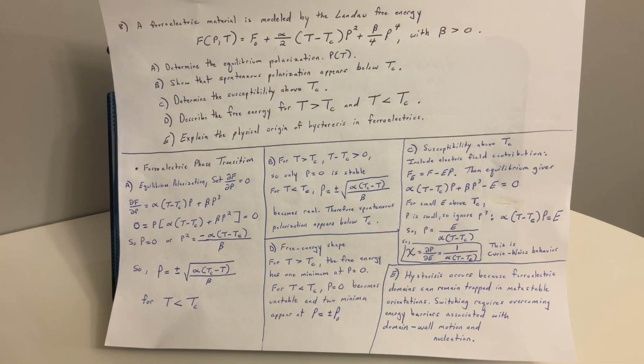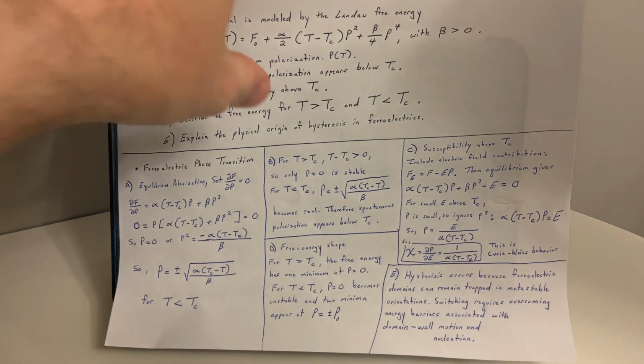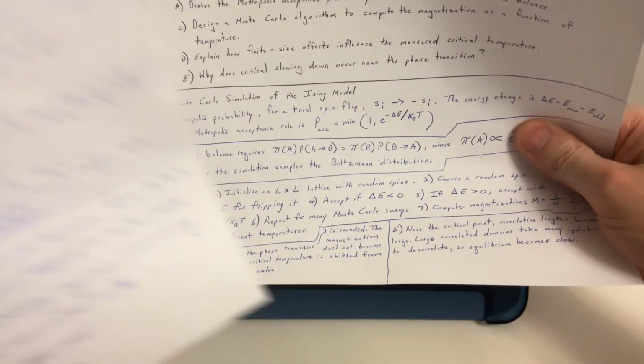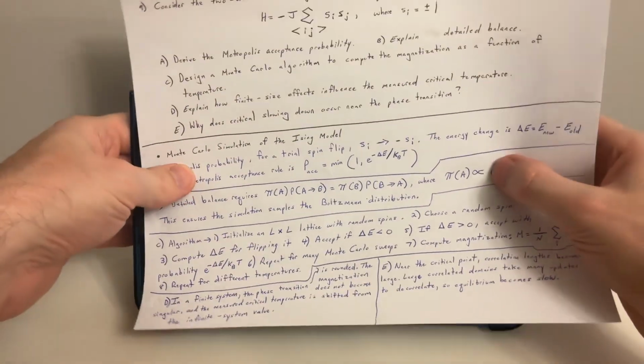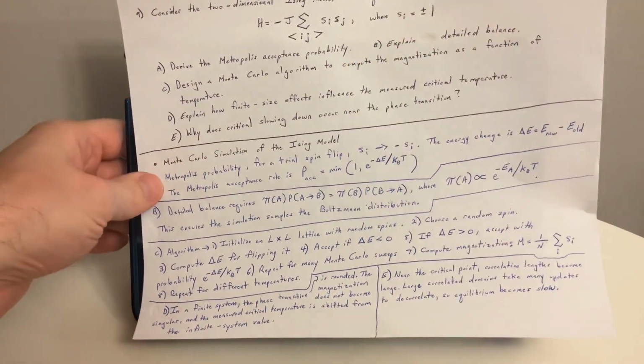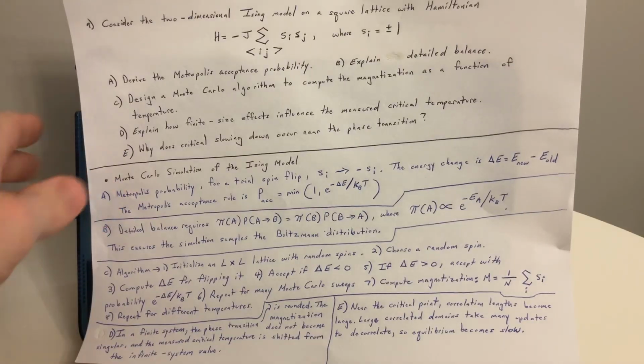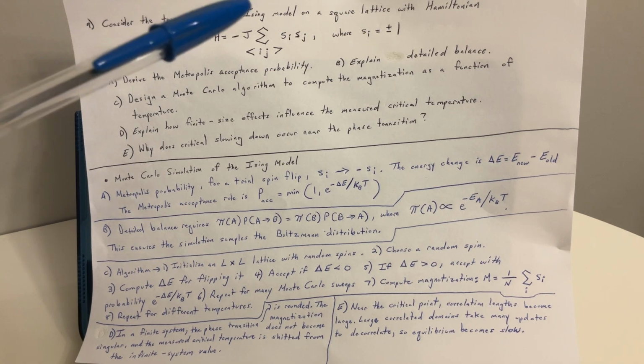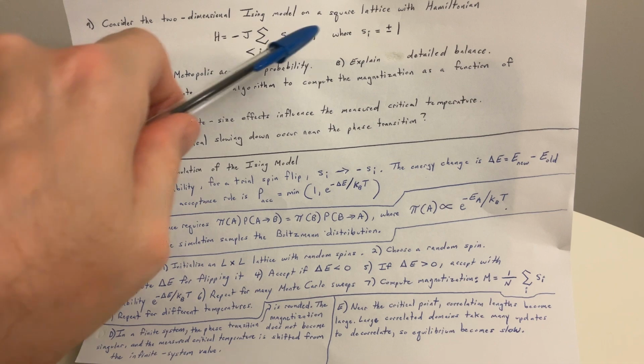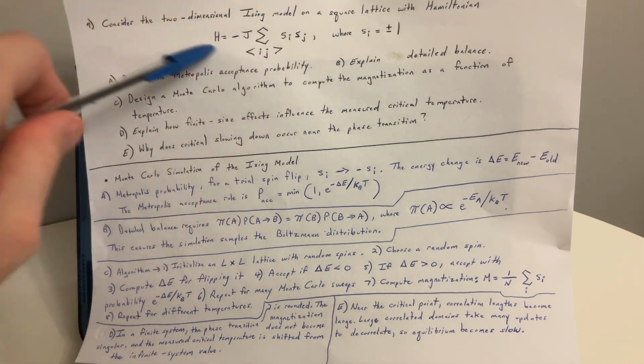Okay, so that is number 8, and now we can move along to number 9. Okay, number 9. Oops, sorry, let me get this in focus. Okay, so consider the two-dimensional Ising model on a square lattice with the Hamiltonian given as this.